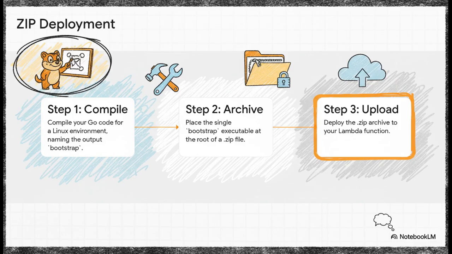And this just lays out how simple the process is. First, you compile your Go code, but you have to specifically build it for a Linux environment. And make sure that output file is named bootstrap. Then, you just zip up that one file. Make sure it's at the very top level of the archive, not buried in a folder. Finally, you just upload that zip to Lambda. It's a really clean and direct process.